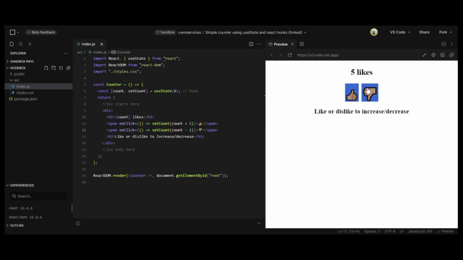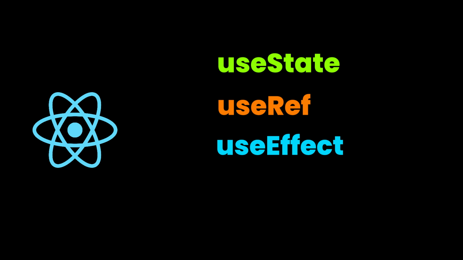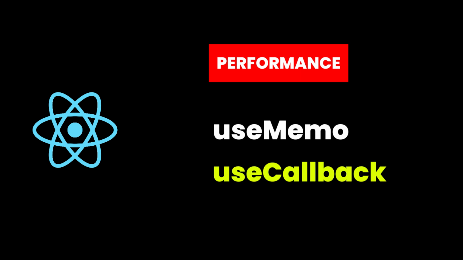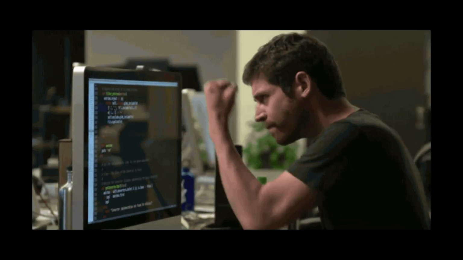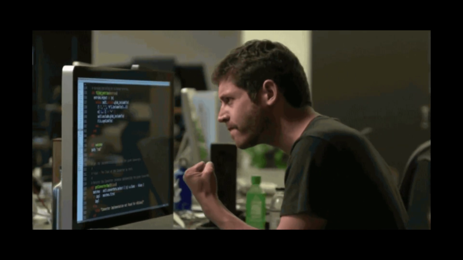So learn how React hooks work, and learn the most important hooks in React such as useState, useRef, and useEffect. Also learn how performance in React apps can be improved with additional hooks such as useMemo and useCallback. If you learn how to create your own custom hooks, it would be even better. And this is how you can learn React in less time and get a solid understanding of React.